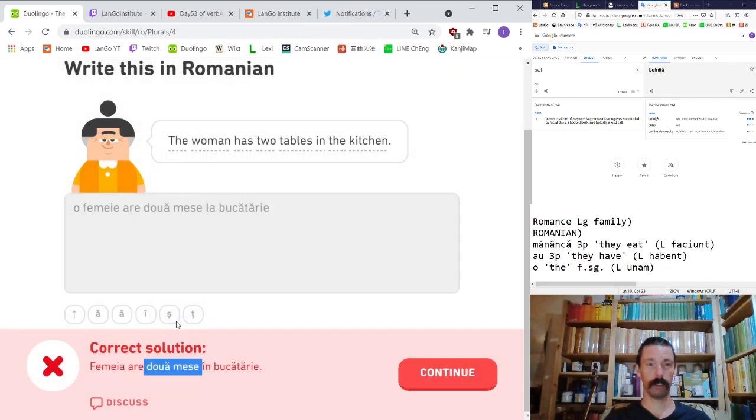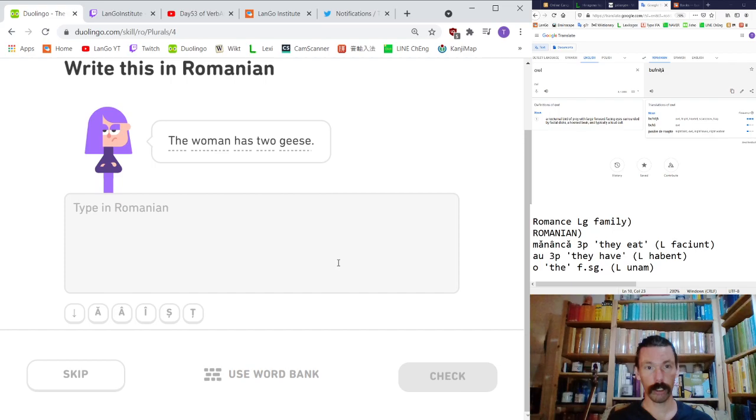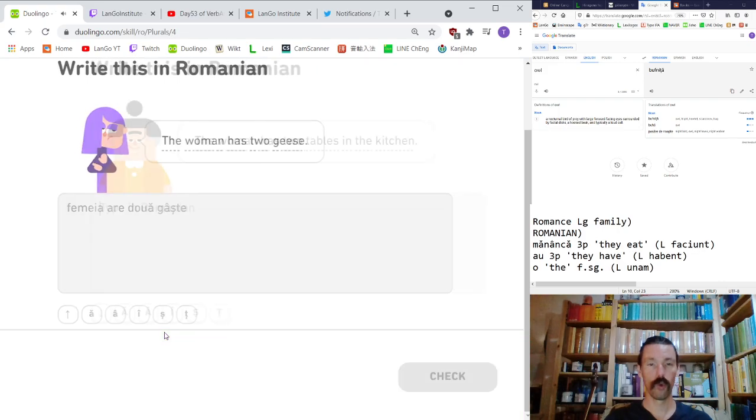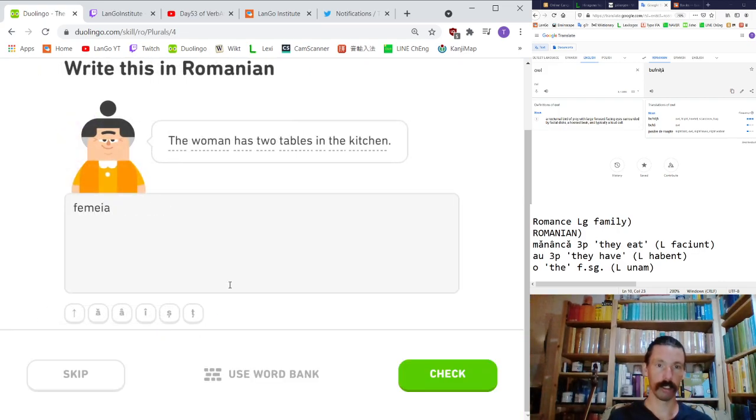Dictionary hints are wrong or just not good. Are două mese in, I wonder how that sounded, bucătărie. The woman, femeia, fused article at the end. Are două gâște. Sh, rather, accent, or the modified te. The woman, femeia, are, two tables, două mese, in bucătărie, was it? Bucătărie. Yeah.